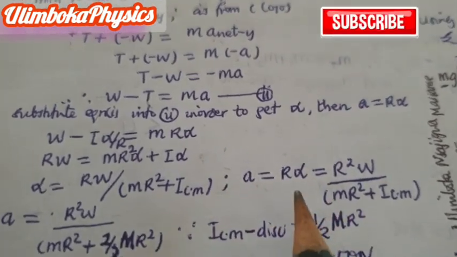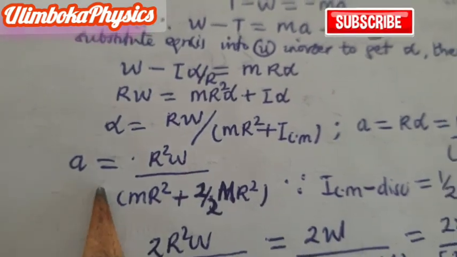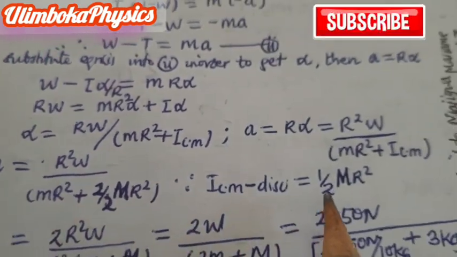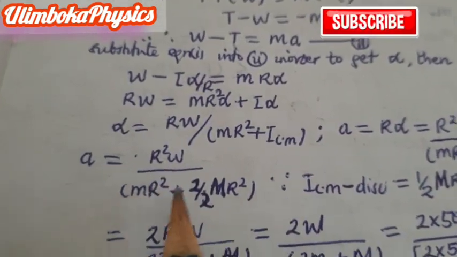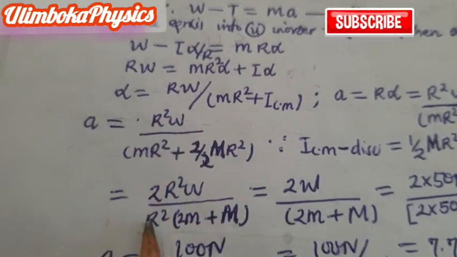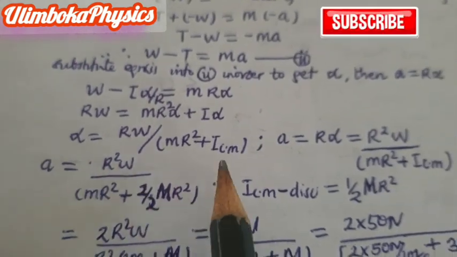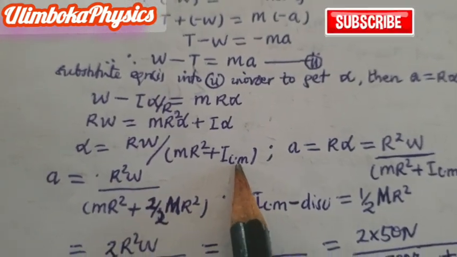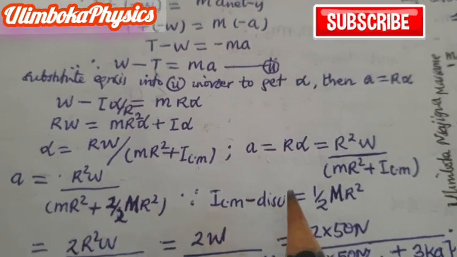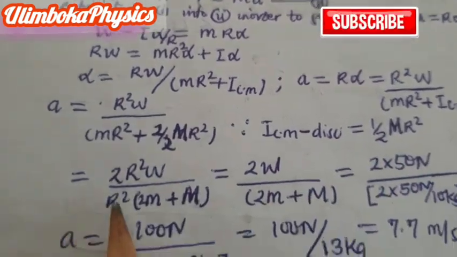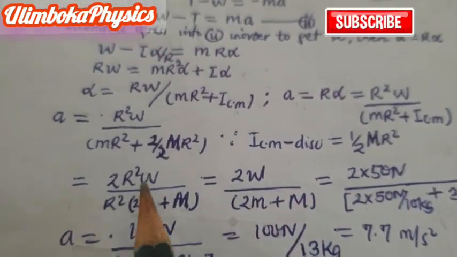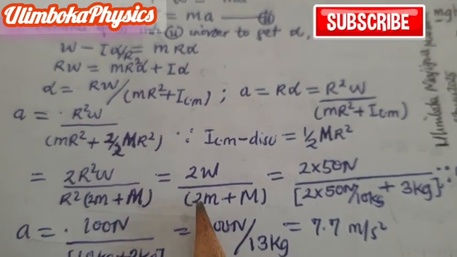Then we relate this angular acceleration with linear acceleration by multiplying the angular acceleration with radius r. Then we get the formula for a linear acceleration that is free from radius. Remember, this is r square. We factor out this r square, and r square and r square cancel out, while the moment of inertia about the center of rotation of the disk is a half mass r square. We substitute this moment of inertia, then we factor out r square. We remain with this formula.